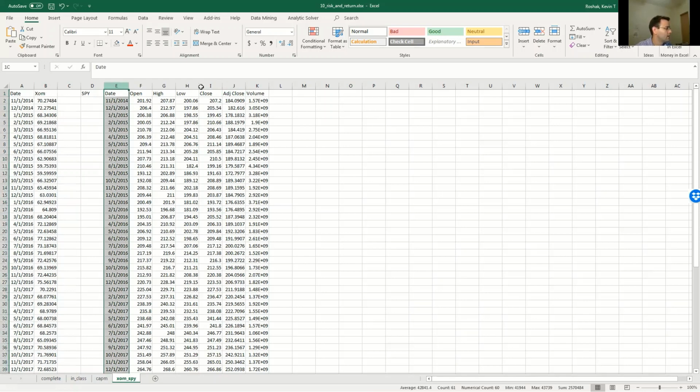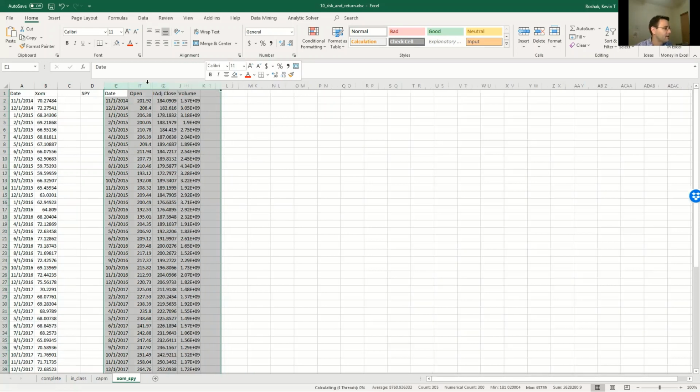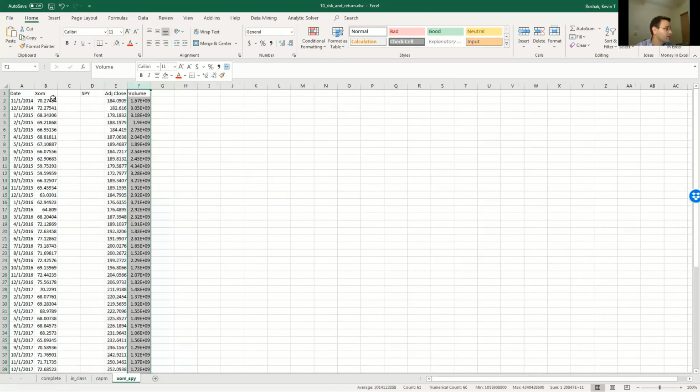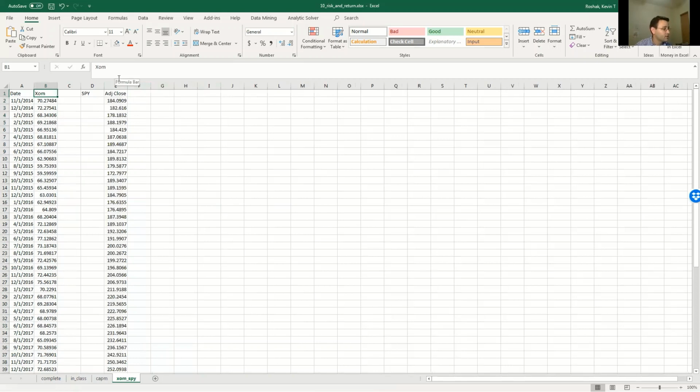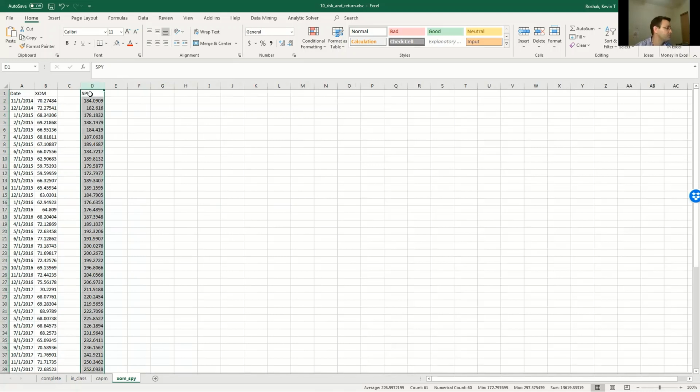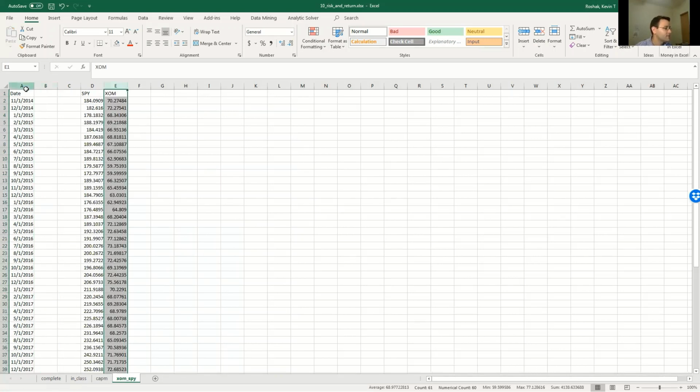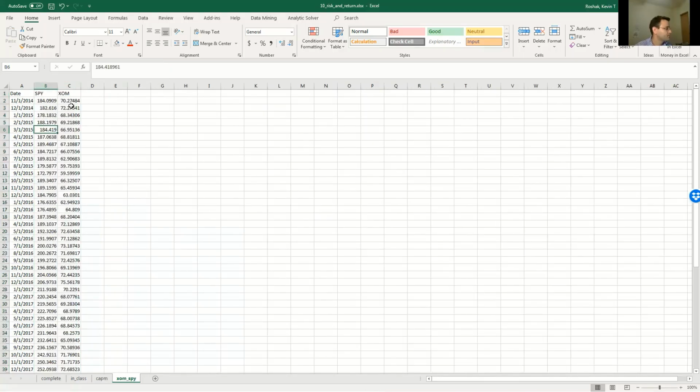Okay, so I'm going to get rid of everything except the adjusted close. I have the adjusted close for Exxon and the adjusted close for the S&P 500 index. And then I have the date. These dates lined up. You have to make sure that you line up the dates. So I downloaded the data for Exxon and the S&P 500 for the same date range.